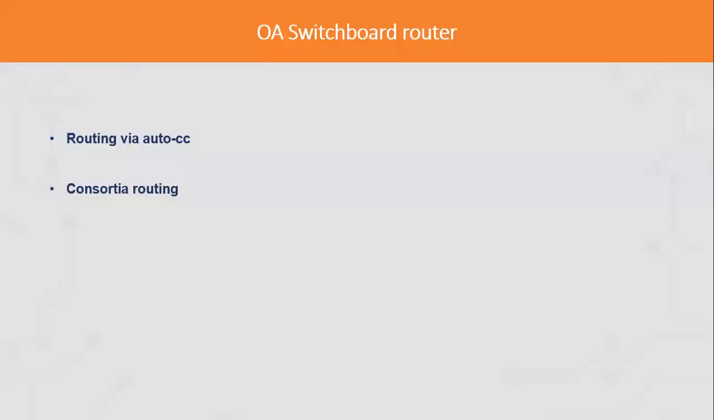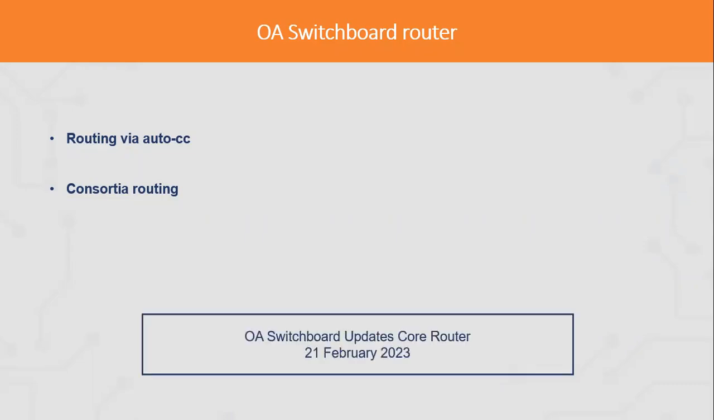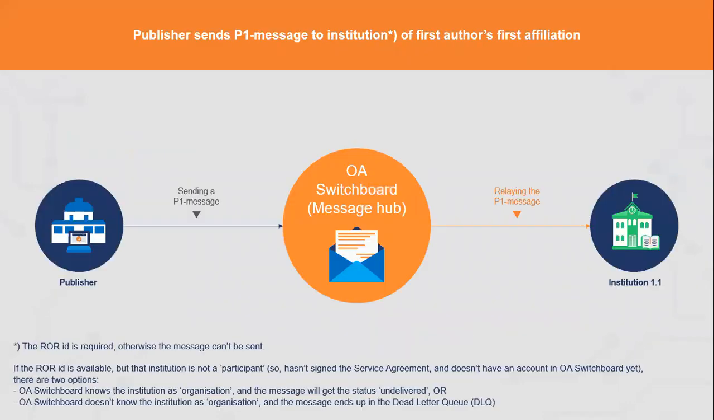The OA Switchboard router consists of two components, routing via AutoCC and consortia routing. We've done a major update to the core router in February 2023, and in this tutorial, we first explain the basics from 2022 and then what's newly added in 2023.